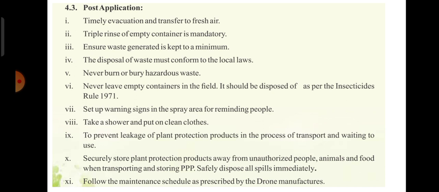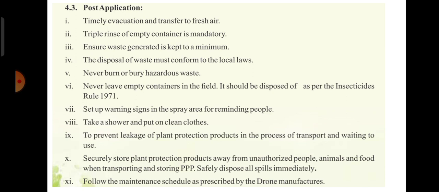Set up warning signs in the spray area for reminding people. Take a shower and put on clean clothes. To prevent leakage of plant protection products in the process of transport and waiting to use, securely store plant protection products away from unauthorized people, animals, and food. When transporting and storing the plant protection equipments, safely dispose all spills immediately.